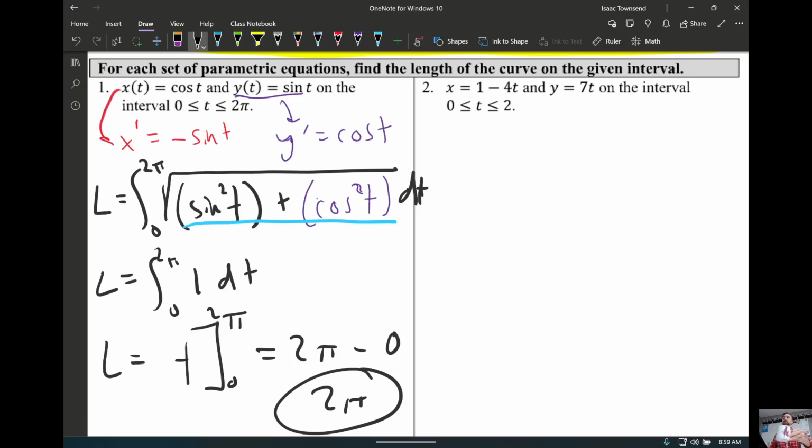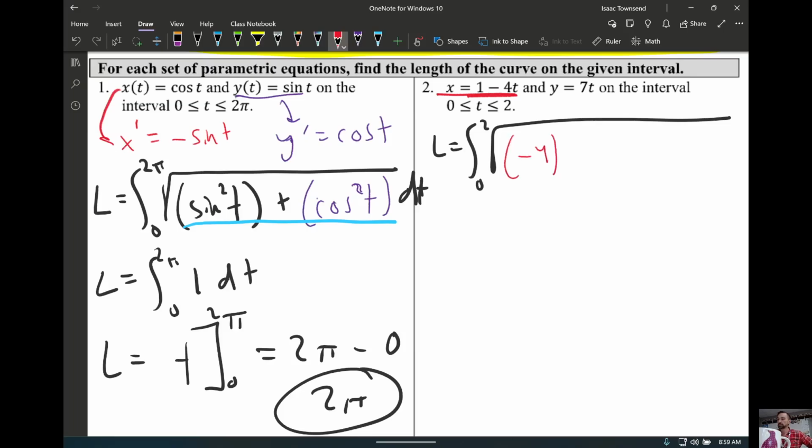Okay, one more example. Try to memorize the formula at the top. Arc length is going to come from integrating from 0 to 2. That's the distance here. Square root of x prime squared, so take the derivative of this and square it, plus y prime squared, so take the derivative of that with respect to t and square it. And then you're on your way.